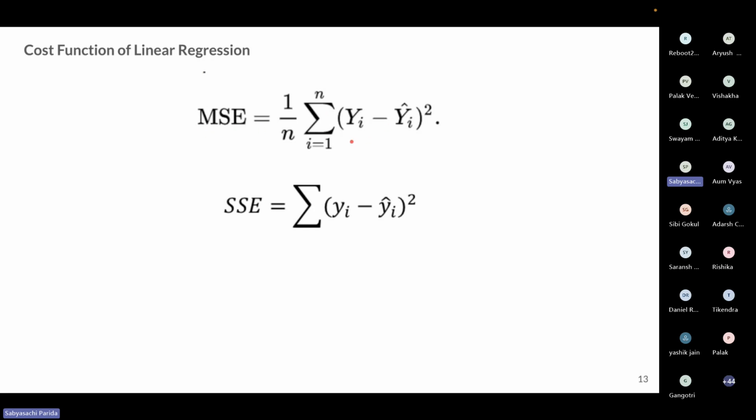It is a squared loss, right? The square of this. So can anybody else tell me, if I can build any other cost function for this, why can't I take only yi minus yi cap, the absolute error?